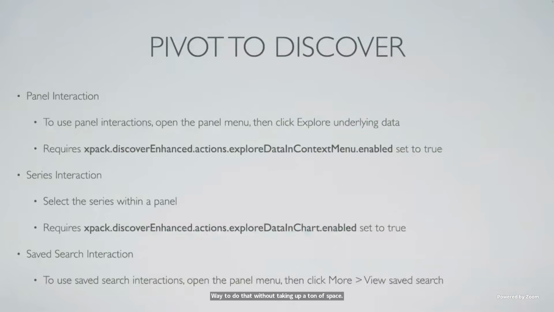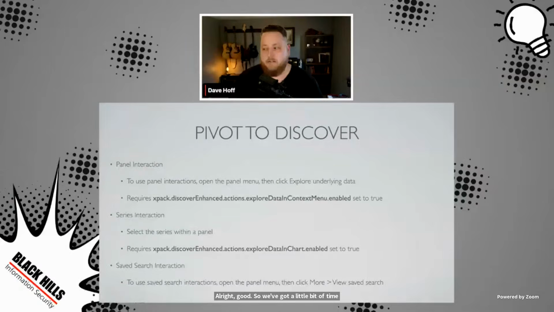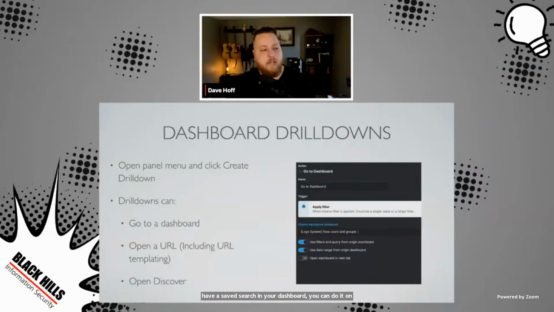All right, good. So we've got a little bit of time here to cover dashboard drill downs and pivoting. So dashboards have what's called panel interaction, which allows you, when you click on something like I just did in that last dashboard, it gives you an option to either add the filters or take some other action, right? You can do this on a whole panel, a series, or if you have a saved search in your dashboard, you can do it on that as well. And we'll demo this, but the drill downs give you the option to either go to a dashboard, open Discover, or open a URL, right?